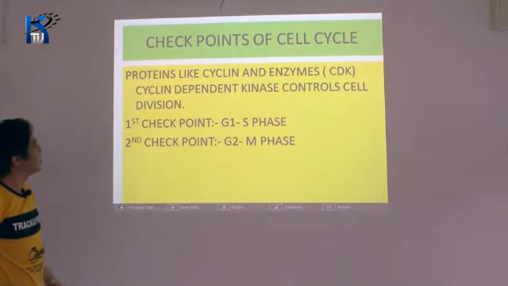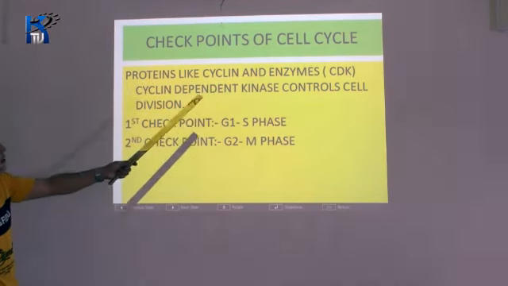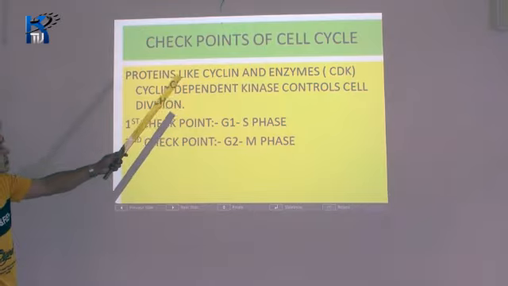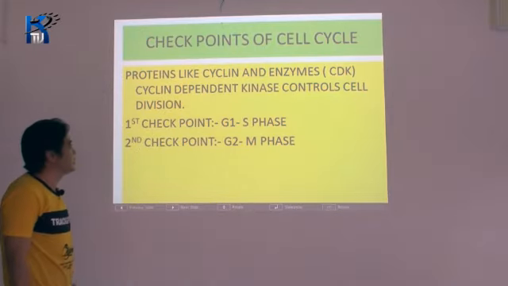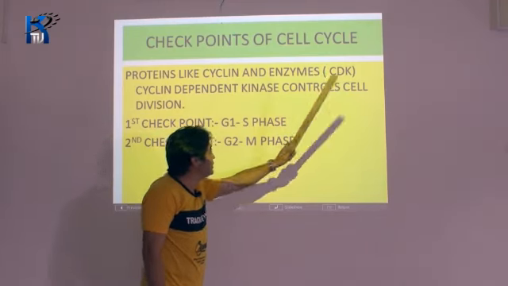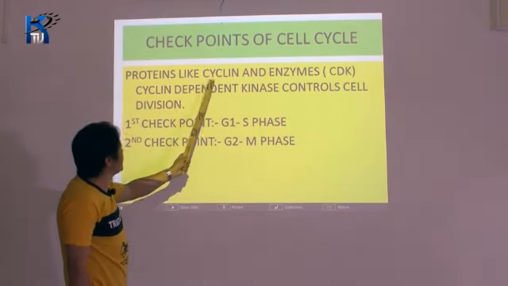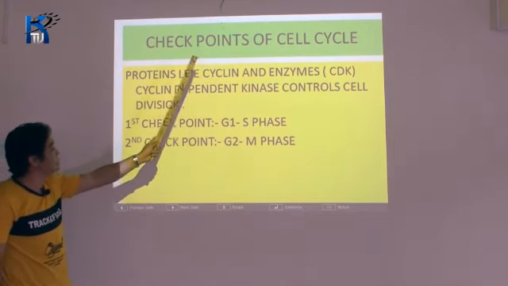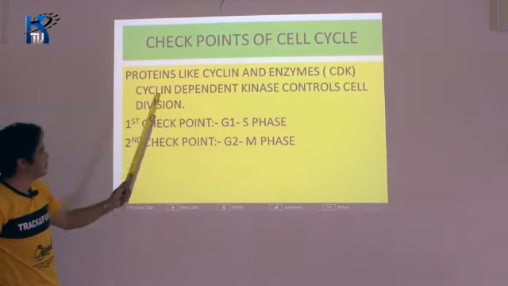Proteins like cyclin and enzyme CDK. CDK को full form cyclin dependent kinase. This is an enzyme, cyclin dependent kinase, and this type of protein, cyclin, controls cell division.